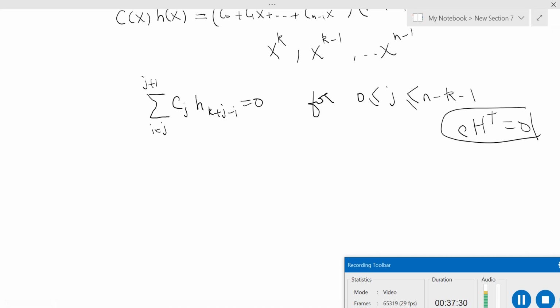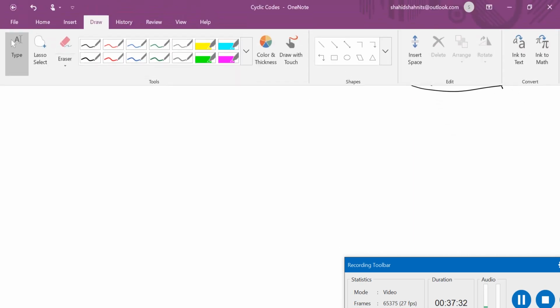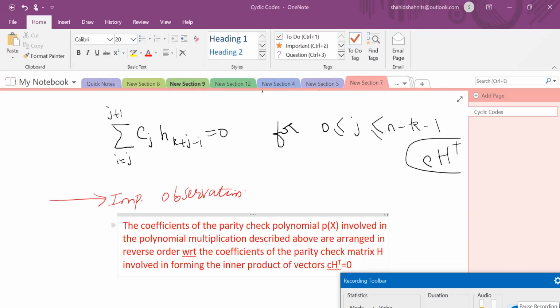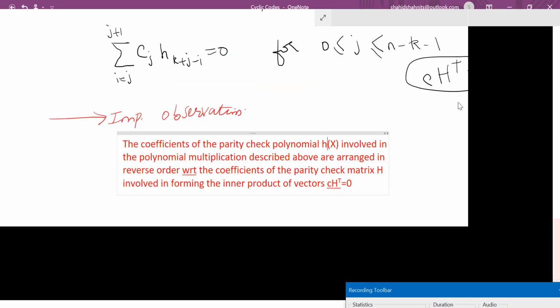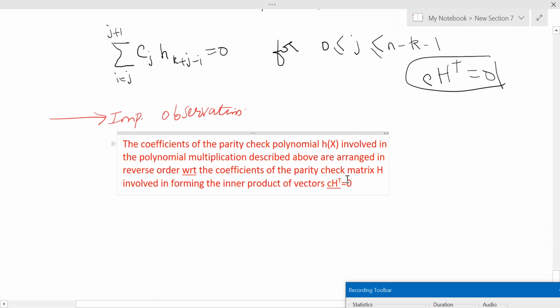Hence we have the following important observation. So this relationship, we observe an important thing, that the coefficients of the parity check polynomial, so it is not p of x, it is h of x, involved in the polynomial multiplication described above are arranged in reverse order with respect to the coefficients of the parity check matrix involved in forming the inner product of vectors c h transpose equal to 0.